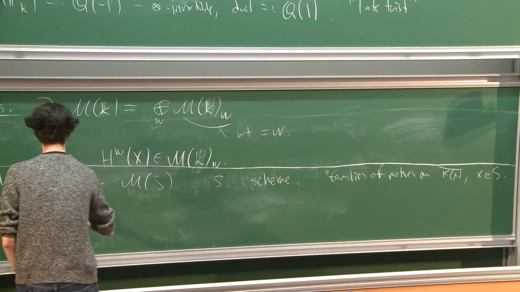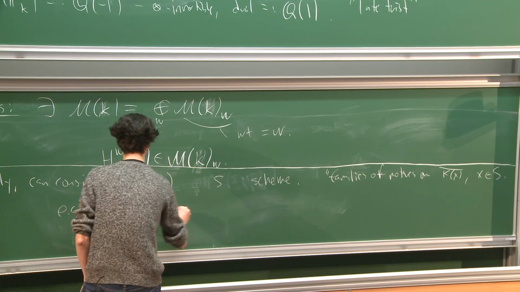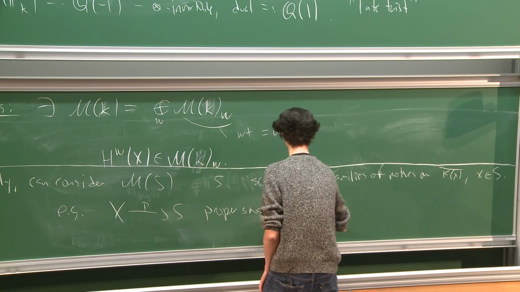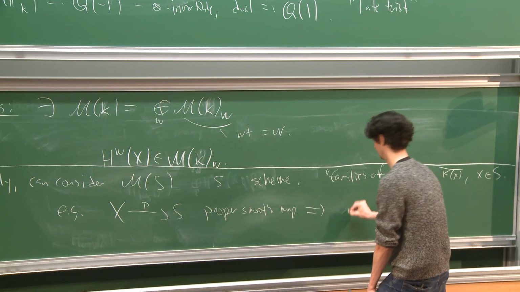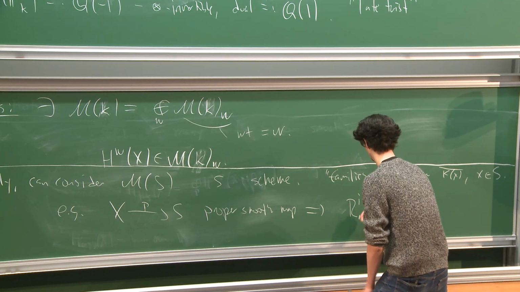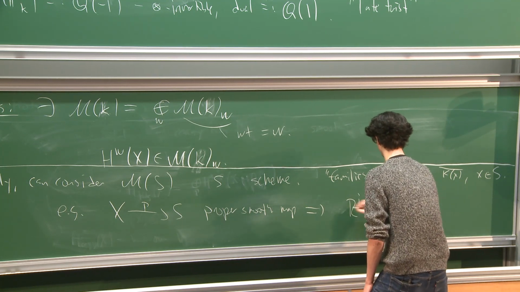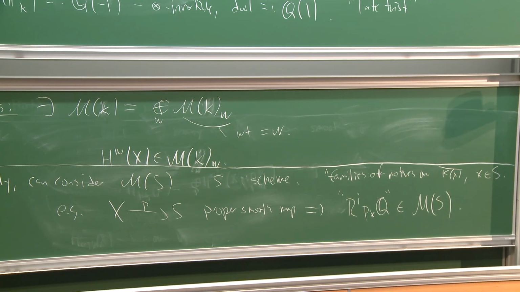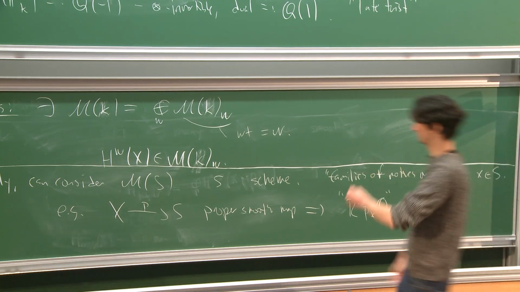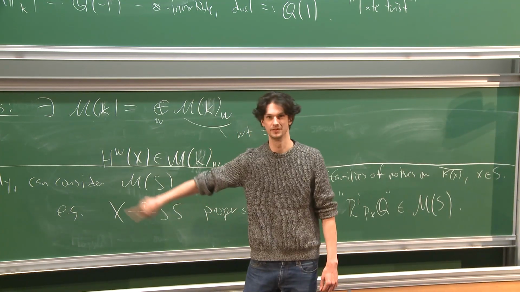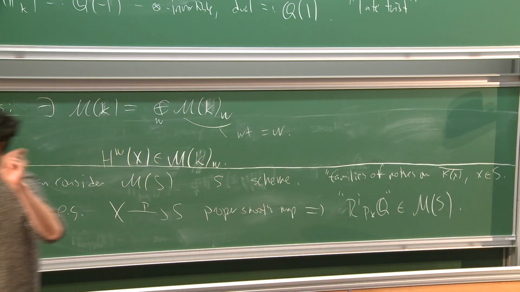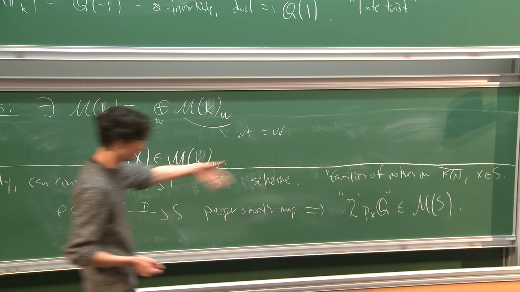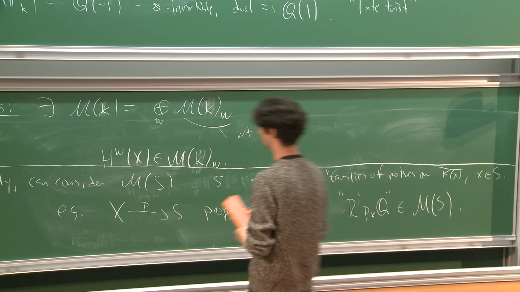And for example, if you have a proper smooth map of schemes, then you should have an object, maybe notation R^i p_* Q. Whatever this means, it should be an object in this category, and it's collecting together the motives attached to the geometric fibers of this smooth proper map, which are then smooth proper varieties over a field. Okay, and again, you should have a weight grading, and you have a Tate motive, which is invertible, and so on.